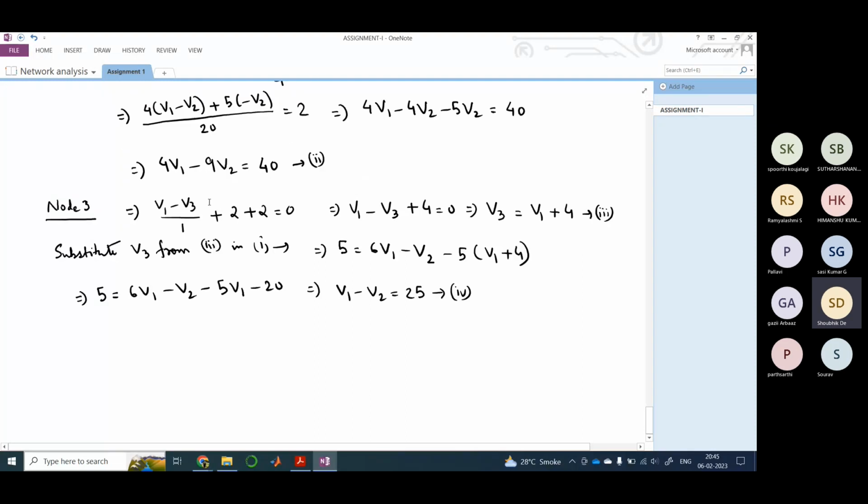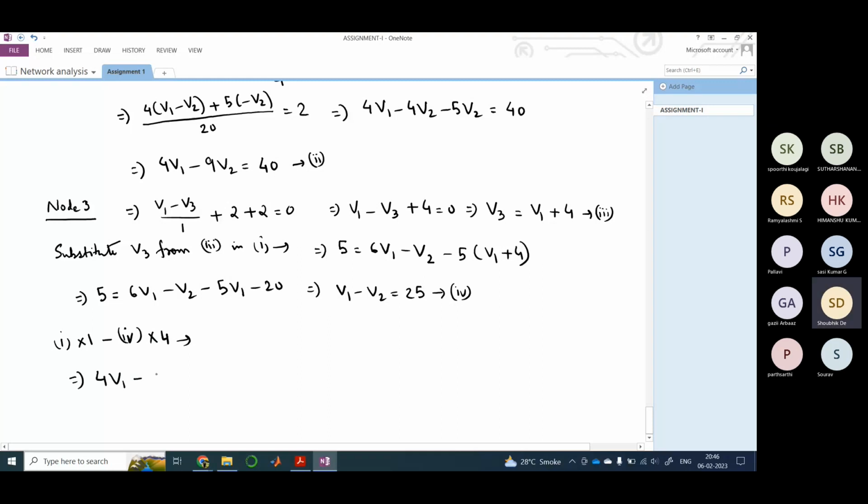We have equation number 2 where we have only V1 and V2, and we have equation number 4 where we only have V1 and V2. So now we can easily solve them. I'll try to eliminate V1 here. You can also eliminate V2, whatever you may wish. So I'll do equation 1 into 1 minus equation 4 into 4. So just write this equation.